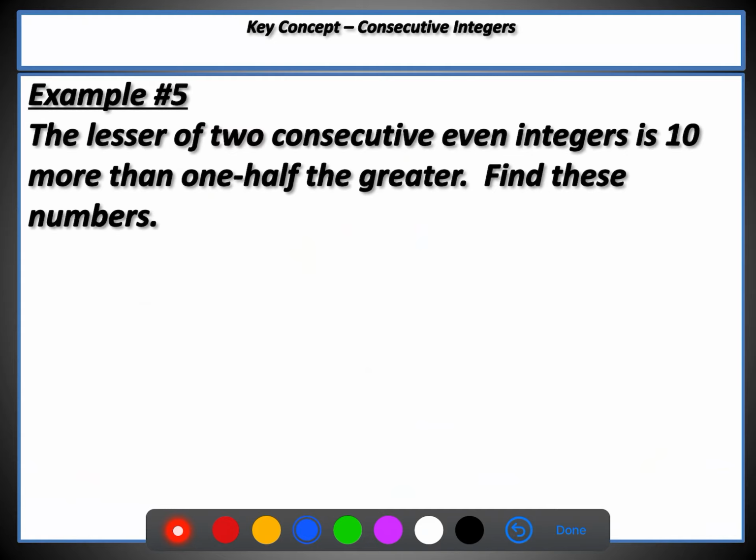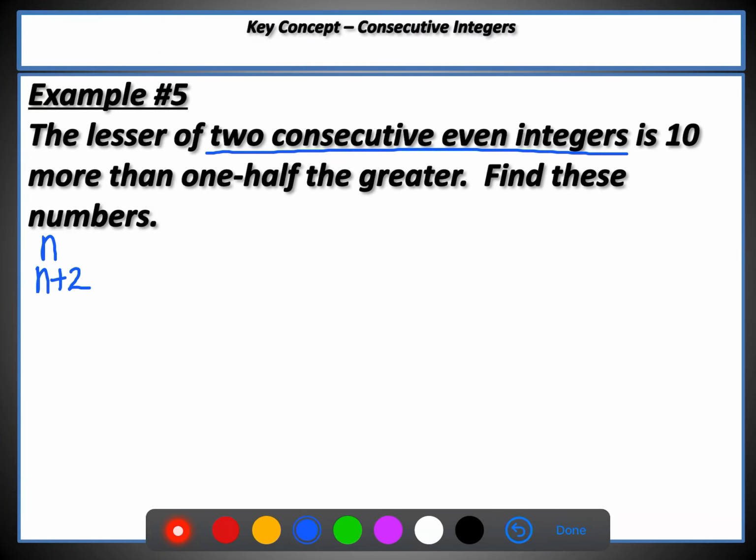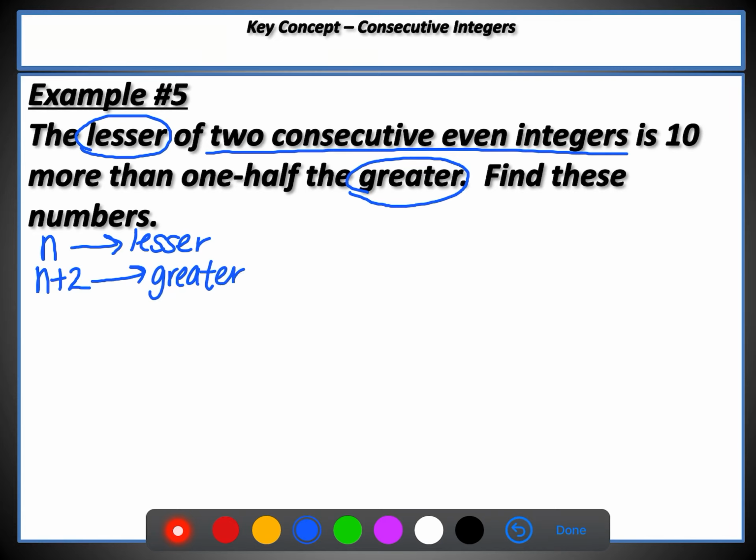So the lesser of two consecutive even integers is 10 more than 1/2 the greater. So two consecutive even integers would be n and n plus 2. Okay, again, we're talking about the lesser and the greater. Okay, so let's label those. So this would be the lesser, because obviously anything with a plus 2 has to be the greater.